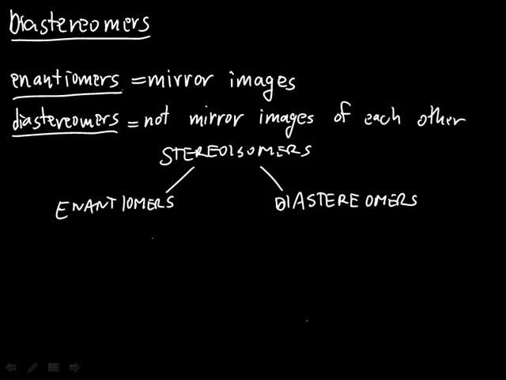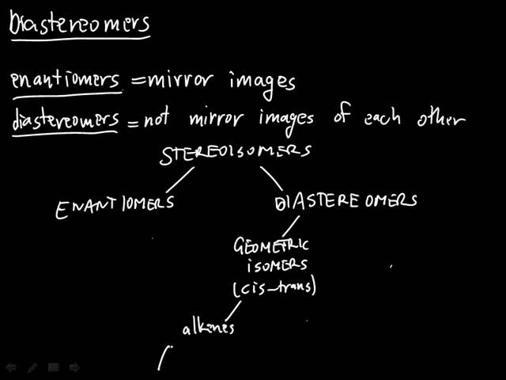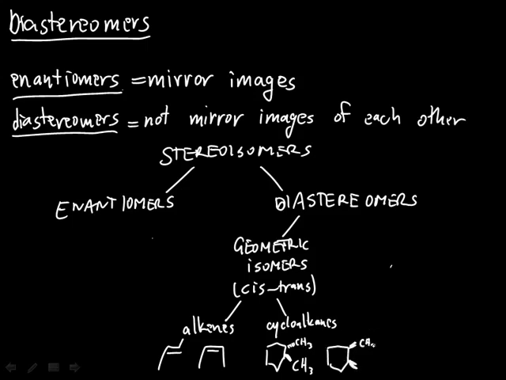We've actually already seen a couple of classes of stereoisomers, and those are the so-called geometric isomers, also known as the cis-trans isomers. And we've seen them in alkenes, when we had the trans butene and the cis butene, and we've also seen them in cycloalkanes, when, for example, we had the trans dimethyl cyclohexane and the cis dimethyl cyclohexane.